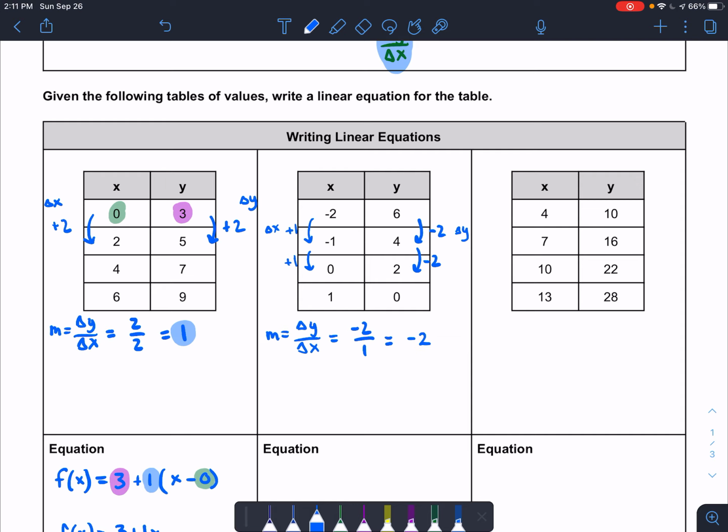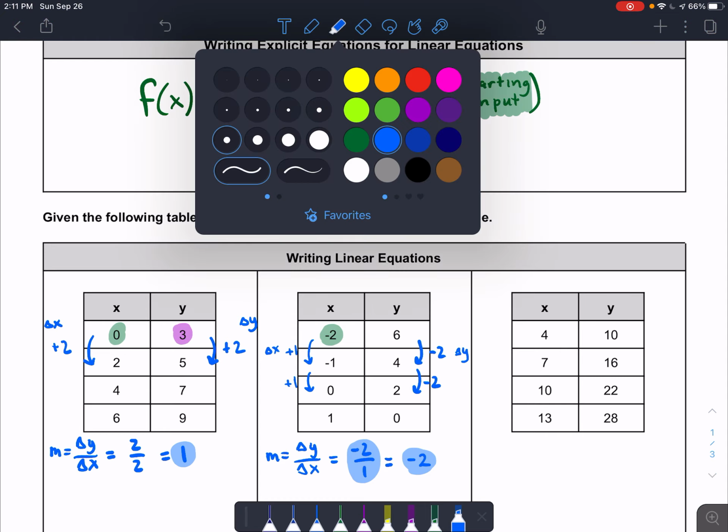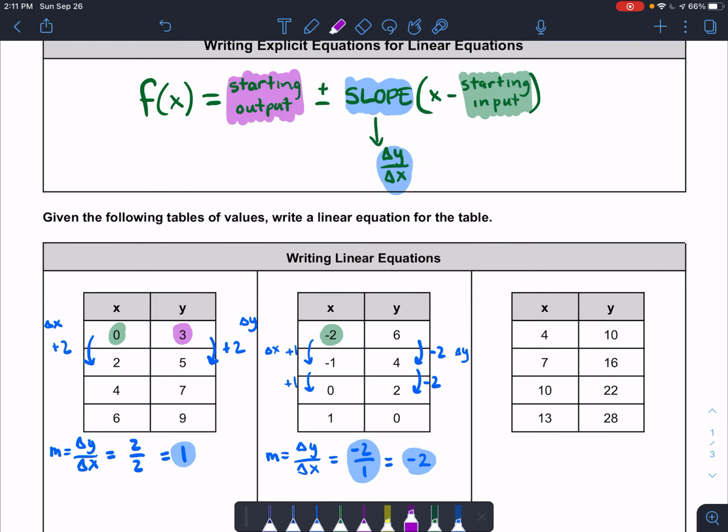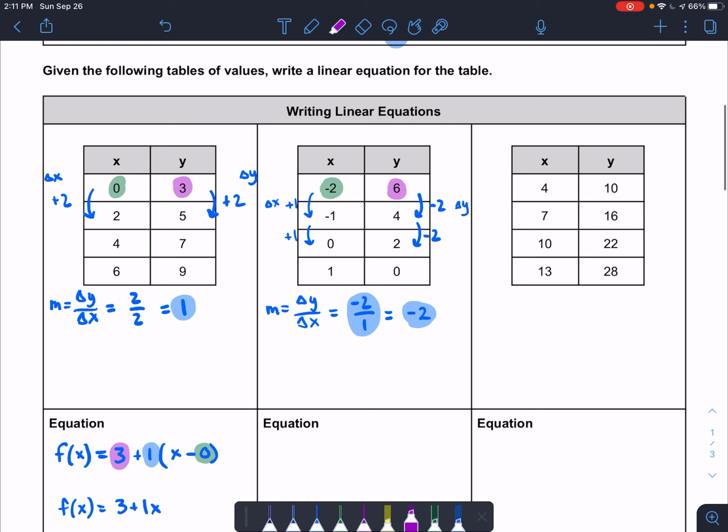Okay, just for highlighting purposes, I want to make sure we know, okay, starting input is -2, my slope is -2, or -2 over 1, of course, would work as well. And then finally in purple, starting output. Okay, so like I have everything I need. I just have to put it into the correct form now. All right, so let's go ahead and do that.